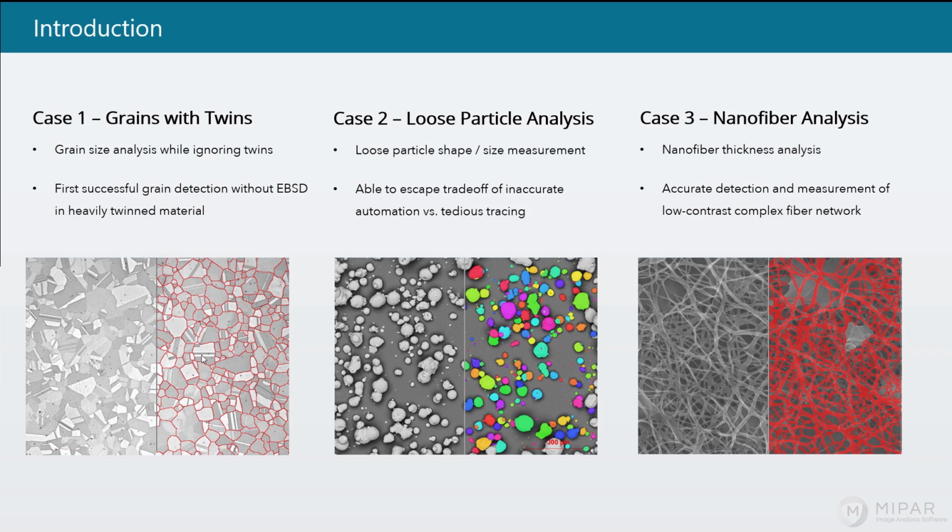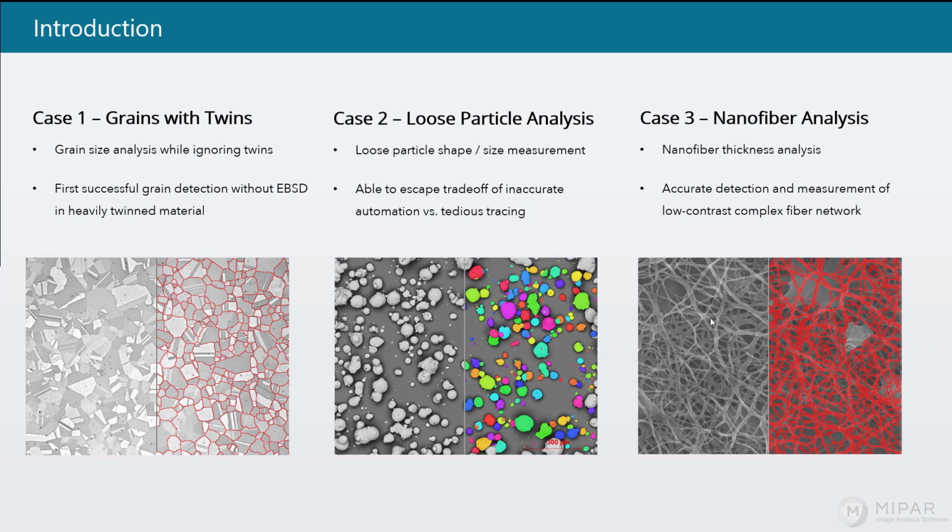We have to teach the computer how to recognize these grain shapes while ignoring the very abrupt, in many cases more obvious, twin boundaries. In the case of this loose particle analysis, we have to deal with features that sit on top of one another. We have to deal with ambiguous boundaries between features where some objects need to be separated from others, but others need to be kept together, as well as dealing with often very low and varying contrast within the features of interest.